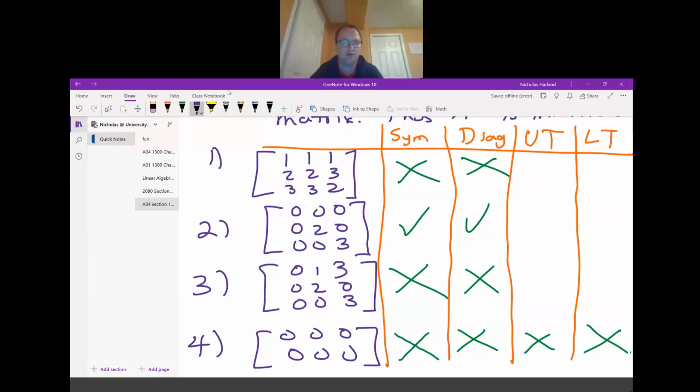So for 1, is it upper triangular? Actually, let's wrap them up together. Is it upper, lower, both, or neither? Neither. We've got non-zero entries above and below, so it is neither upper nor lower. What about number 2? Upper, lower, both? Both. Beautiful. How about number 3? Is it upper, lower, both, or neither?